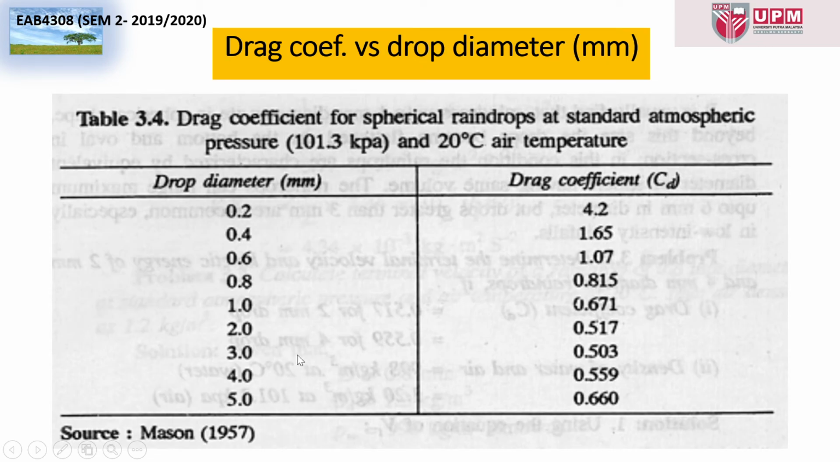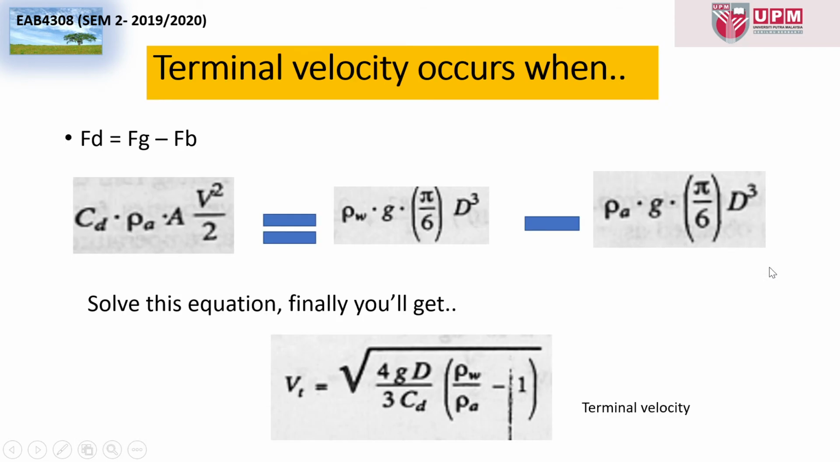This slide shows the relationship between drop diameter and drag coefficient. With a 0.2 drop diameter, the drag coefficient is 4.2. But as the drop diameter goes higher, for example 5 millimeter, the drag coefficient will be lower. This is according to Mason 1957, so it's an old literature.